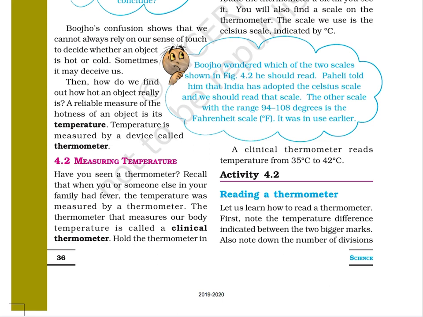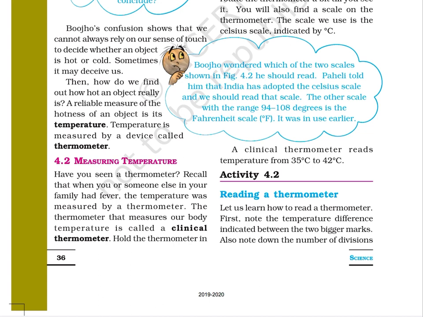Paheli told him that India has adopted the Celsius scale and we should read that scale. The other scale with the range 94 to 108 degrees is the Fahrenheit scale, read as degrees Fahrenheit. It was in use earlier. A clinical thermometer reads temperature from 35 degrees Celsius to 42 degrees Celsius.